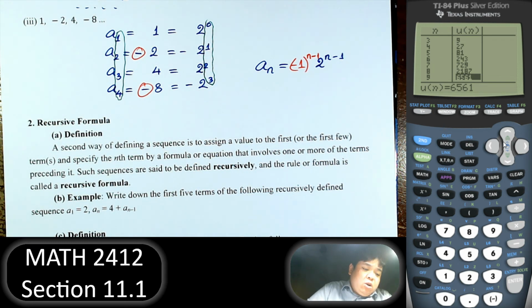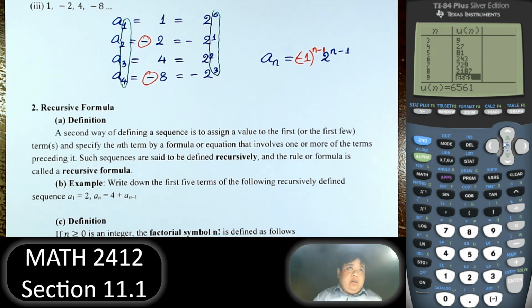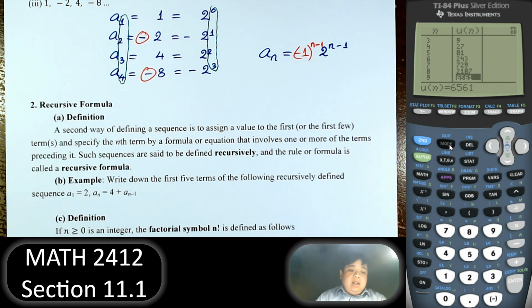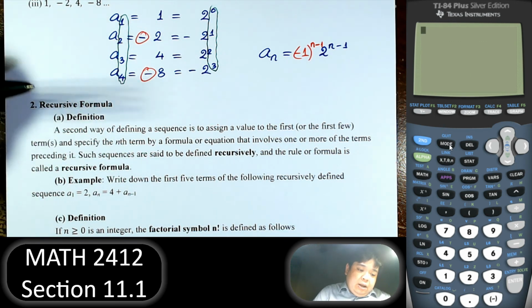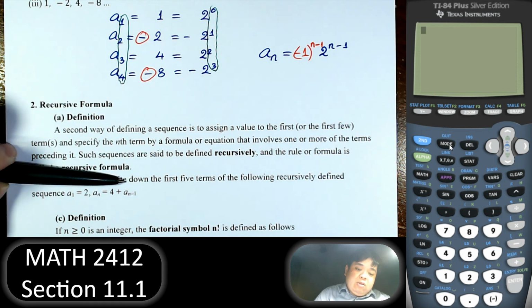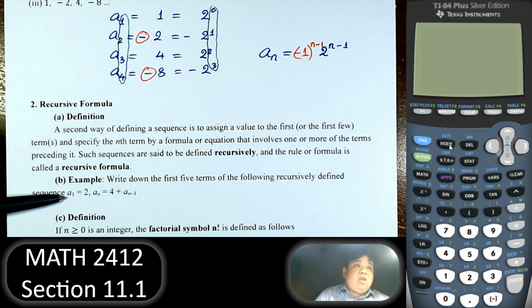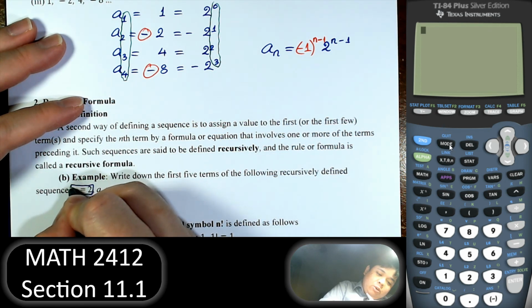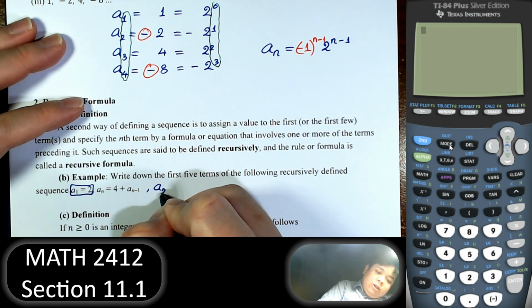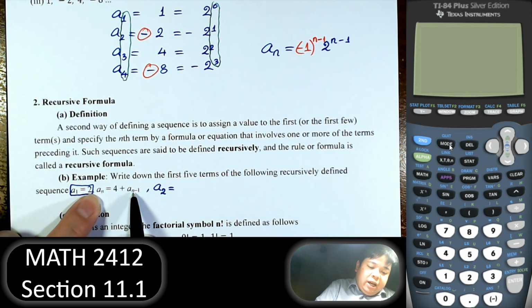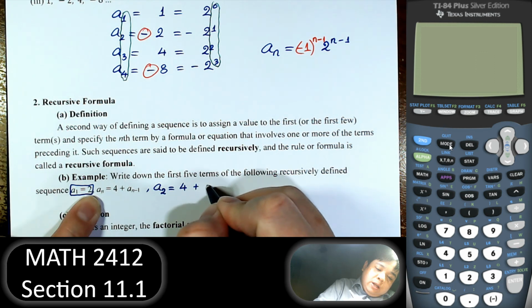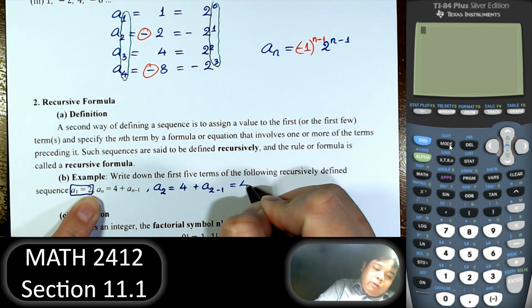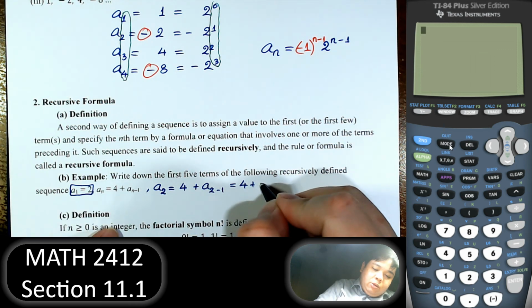Right. We can also write a sequence in recursive formula, meaning that this term depends on the previous term, and then so on. So, for example, we can write out the first 5 terms of the sequence recursively based on this. So we know the A1 is 2, and then the first term is A1 is 2, A2. We're going to put 2 here and here. 4 plus A of 2 minus 1. 4 plus A1 is 2. It's going to be 6.